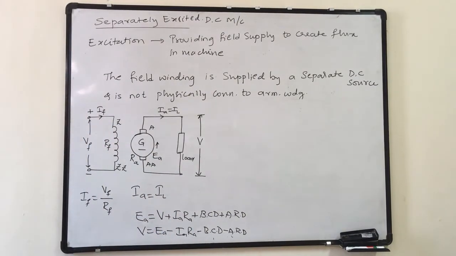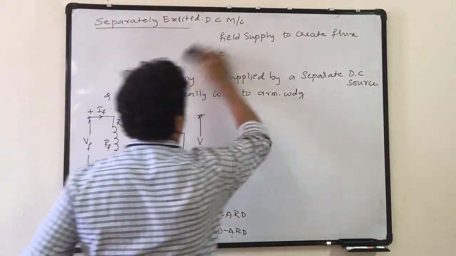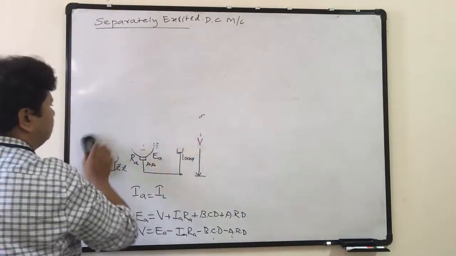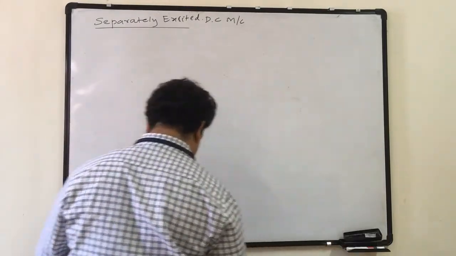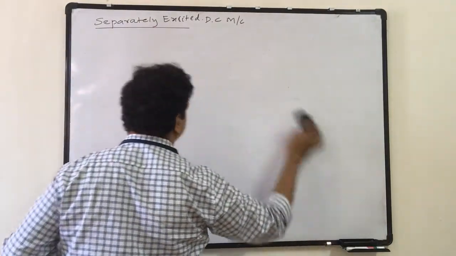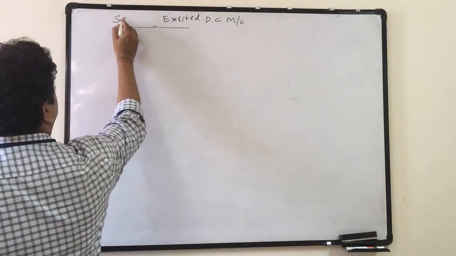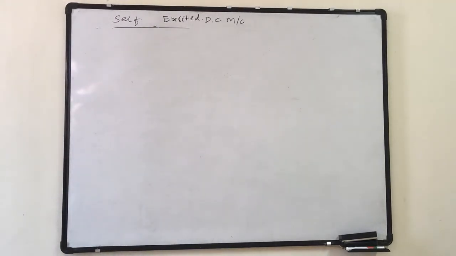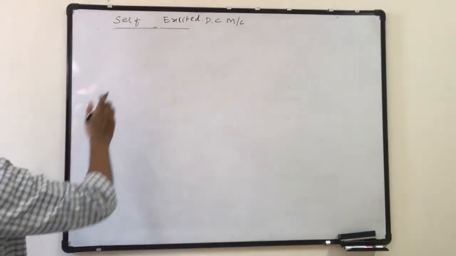So this is about the separately excited DC machine. Next we will move to the self-excited DC machine. Now I know what we mean by excitation. Self-excited DC machine.